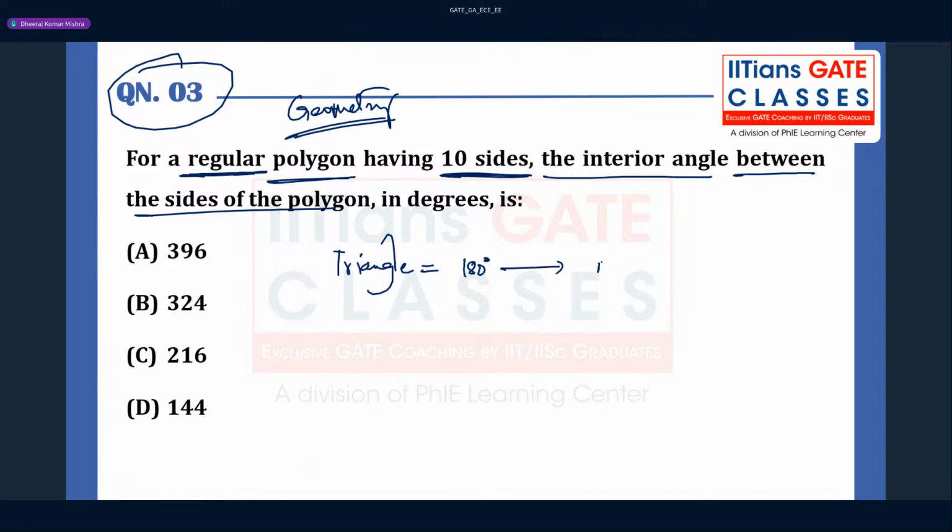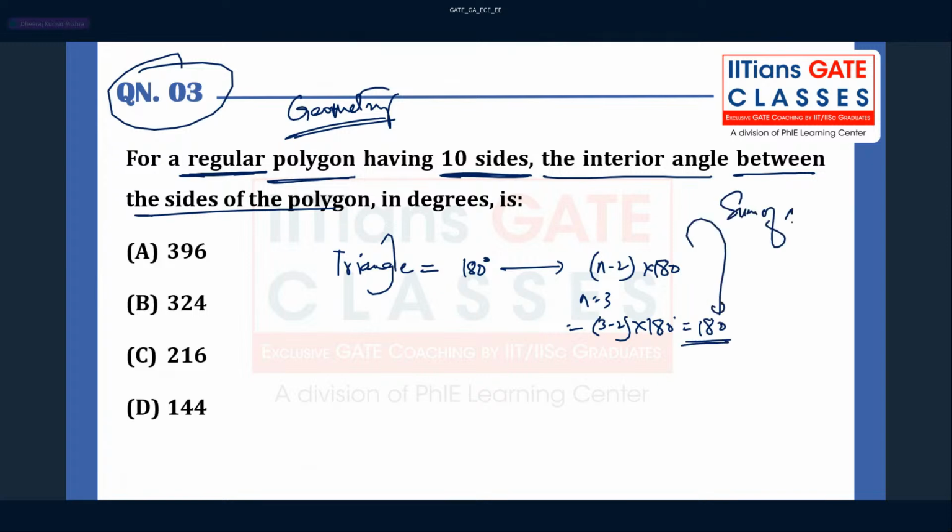So what formula do we always use? (n minus 2) times 180, right? So here n equals 3, so you can say (3 minus 2) into 180, which is nothing but 180. So this is nothing but the sum of all interior angles, the interior angles of the triangle.